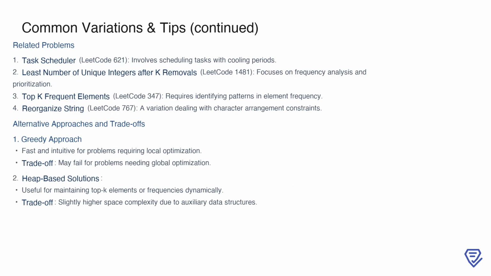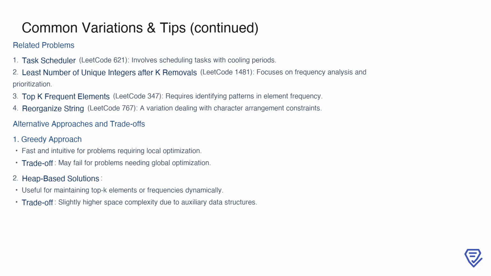To deepen your understanding, it's helpful to explore related problems. For instance, the task scheduler problem on LeetCode involves scheduling tasks with cooling periods, which requires careful prioritization. Another example is the least number of unique integers after k removals, which focuses on frequency analysis and efficient prioritization of elements. The top k frequent elements problem emphasizes identifying patterns in element frequency, while reorganize string deals with arranging characters under specific constraints. Each of these problems introduces variations of techniques like greedy algorithms, heaps, or sorting.